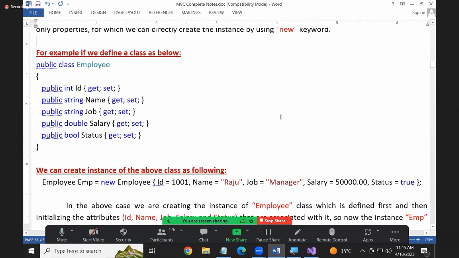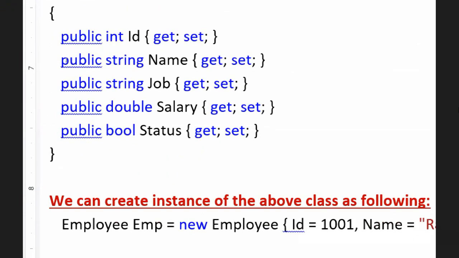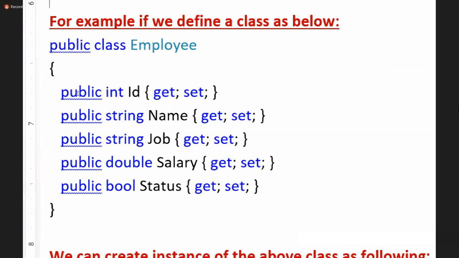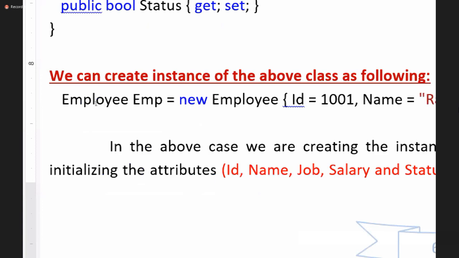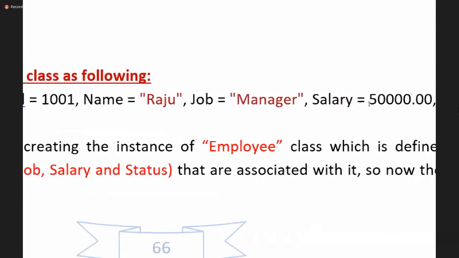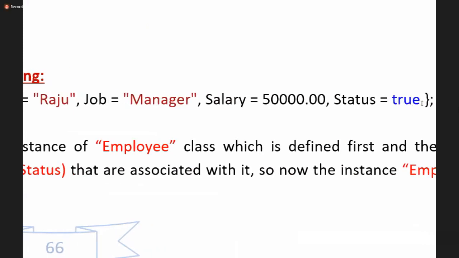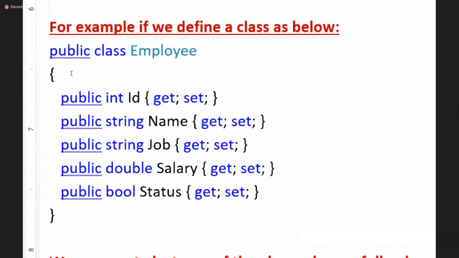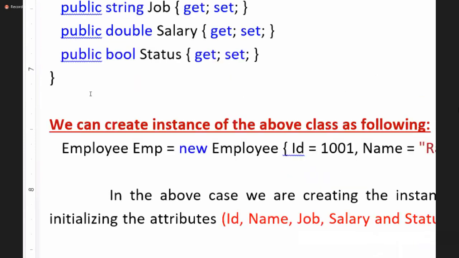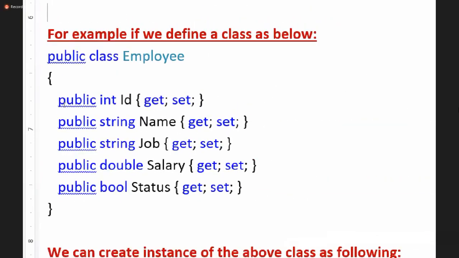For example, see here, this is a class. Just for example, if I define a class like this, I want to create the instance of the class, but I don't have a default constructor in the class. How do I create? We can create an instance of the above class, Employee emp is equal to new Employee, passing all the values. Object initializer. But to do this, first I should define this class. Correct or not?